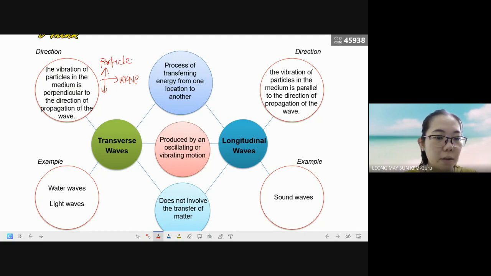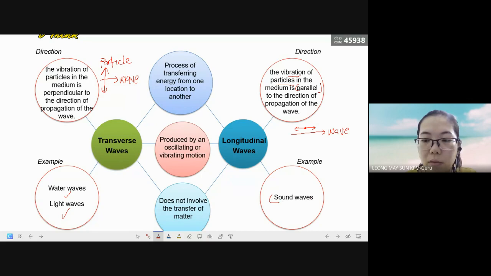Okay, so that's for transverse wave. Example, water waves and light waves. Longitudinal is whereby the vibration of particles in the medium is parallel to the direction of the propagation of the wave. Meaning, if the wave is moving towards the right, the particle on the wave is oscillating about its position along the x-axis as well. So that's why it's considered parallel, a longitudinal wave.